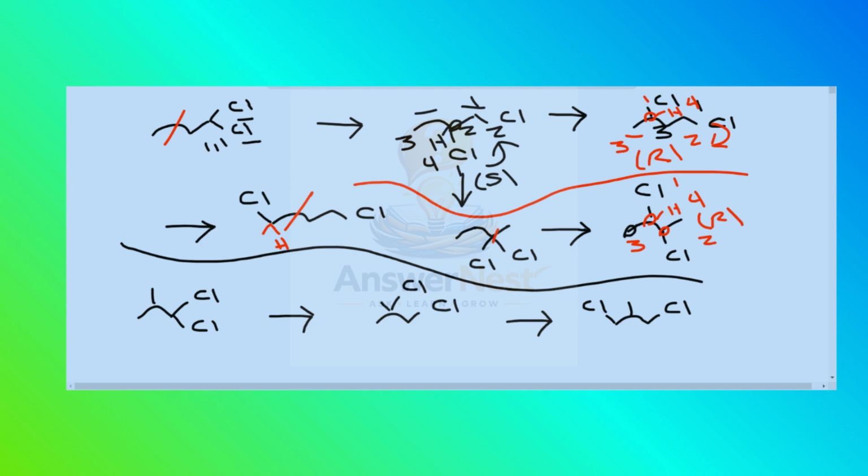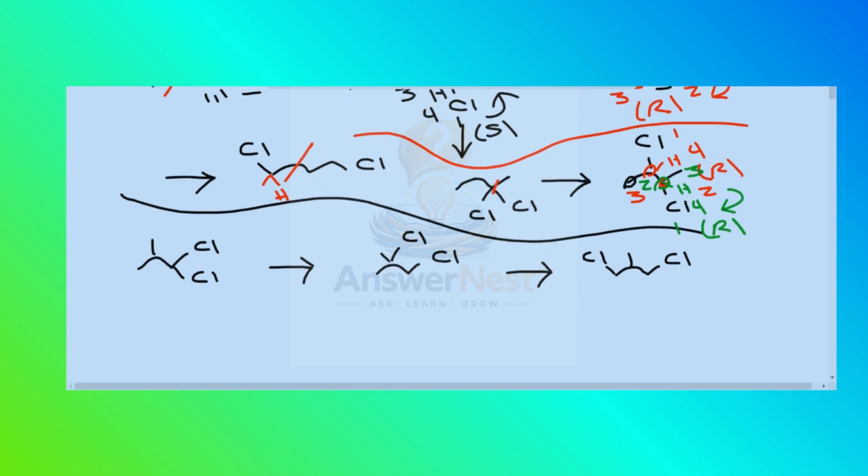Now looking at the other carbon, this is going to be 1. The hydrogen we know is 4, the lowest atomic number. This side's 2. This is 3. And this would also go from 1 to 2, 2 to 3, 3 to 1. That would also be R. And then we'll name them at the end.